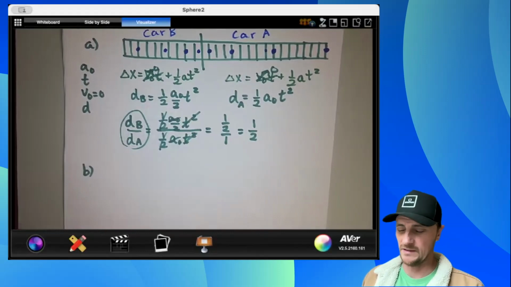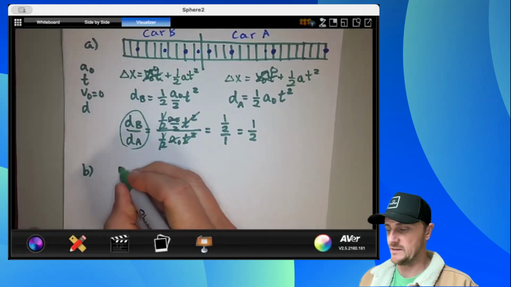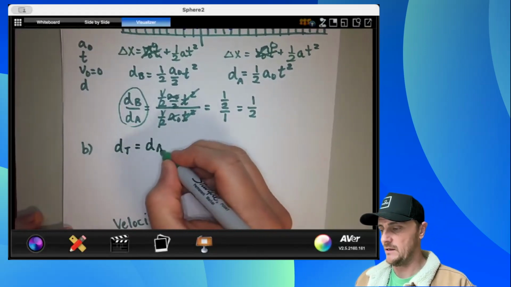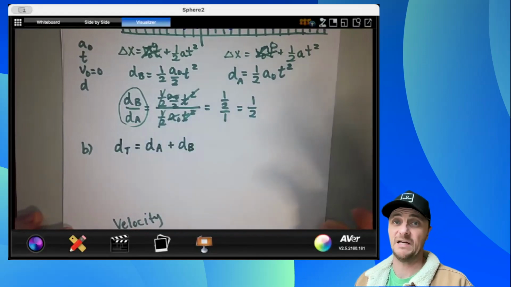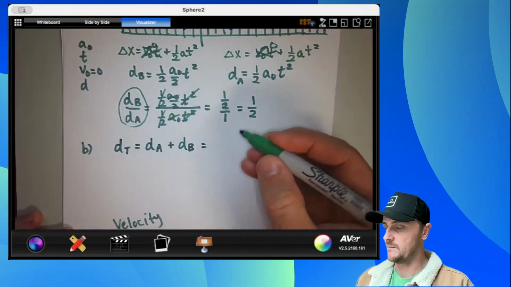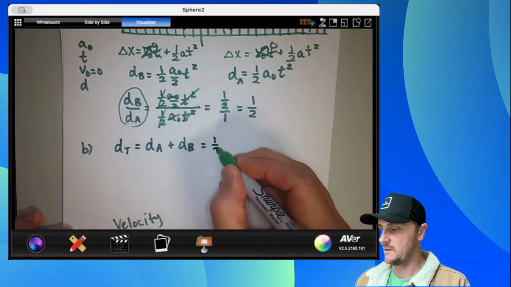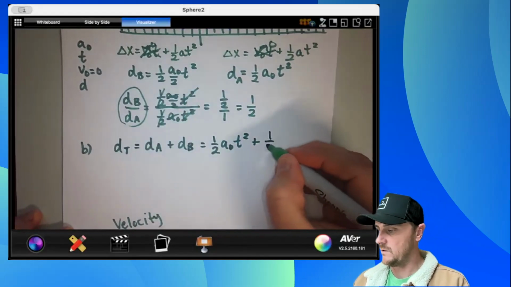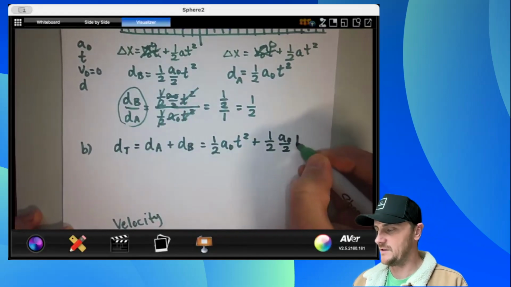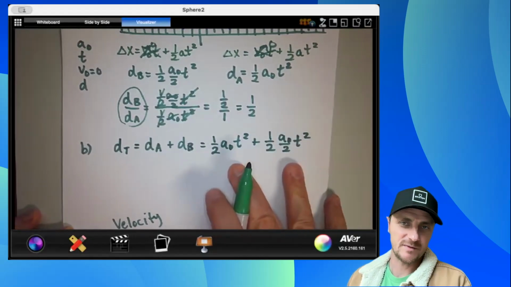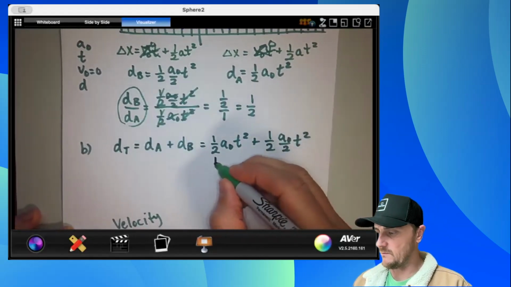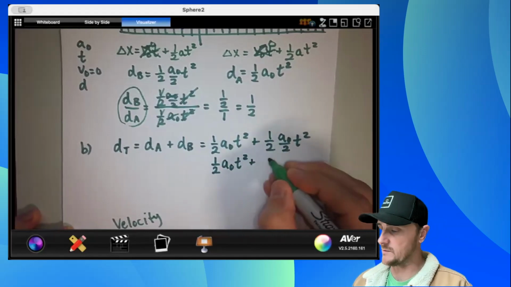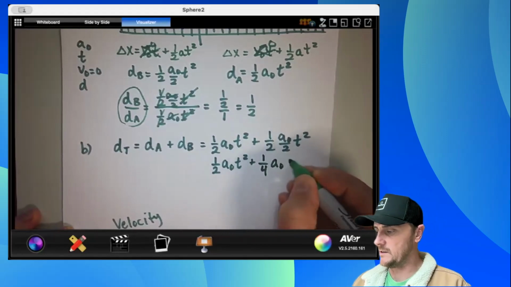So if I'm looking for the total distance, well, total means addition. So I'd say distance total would simply be dA plus dB. That's it. And I can put in these two terms. dA was 1/2 A naught T squared plus dB is 1/2 A naught divided by 2 T squared. And we almost have like terms here. So let's simplify this side a little bit more. I'd say 1/2 A naught T squared plus, these two twos multiply and we get 1/4 A naught T squared.